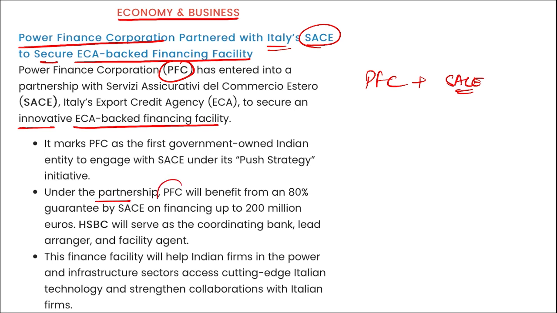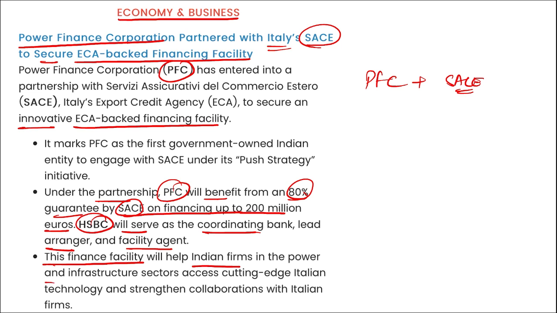Under this partnership, PFC will benefit from an 80% guarantee by SACE on financing up to 200 million euros, and HSBC will serve as the coordinating bank, lead arranger, and facility agent. This finance facility will help Indian firms in the power and infrastructure sector access cutting edge Italian technology and strengthen collaboration with Italian firms.